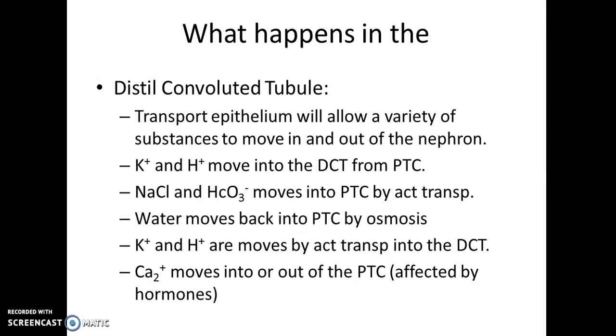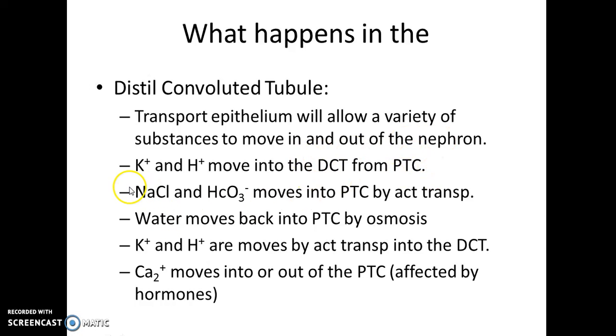The distal convoluted tubule is similar to the proximal convoluted tubule, where a lot of things happen or move in this particular spot. The transport epithelium is going to allow for a variety of substances. Potassium and hydrogen ions move from the distal convoluted tubule to the peritubular capillary. We have salt, and bicarbonate, HCO3, moves into the peritubular capillary by active transport. Water moves back into the peritubular capillary by osmosis.